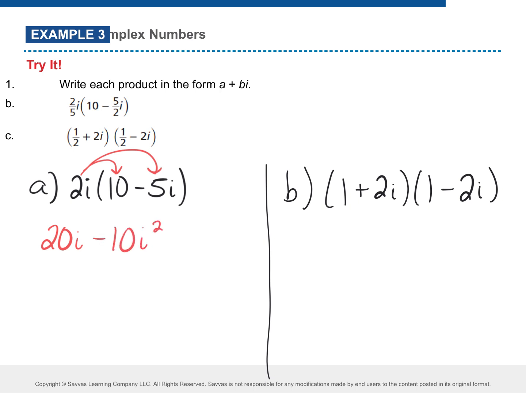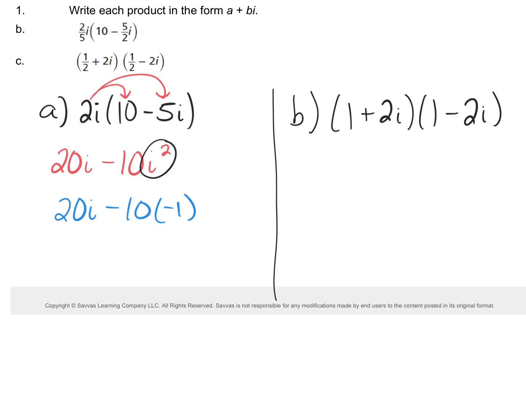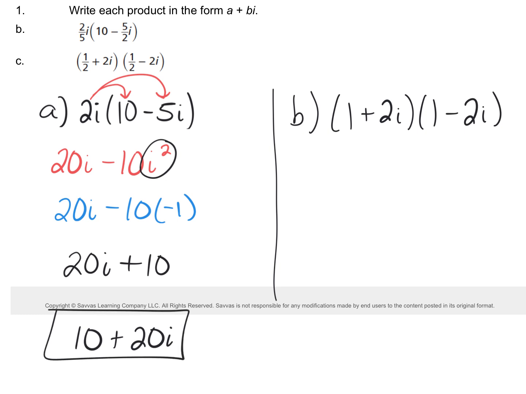What do I want you to realize right away? It's i squared. What does i squared equal? Negative 1. So 20i minus 10 times negative 1. What's negative 10 times negative 1? Careful. Yep, 20i plus 10. Are we done? No, switch them. Put it in the correct form. What's the correct form? 10 plus 20i. Good.